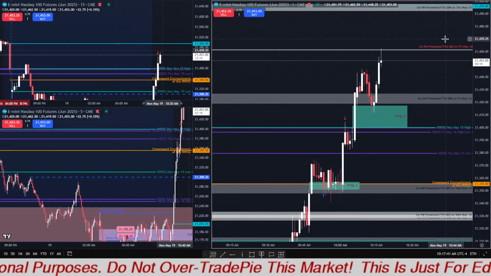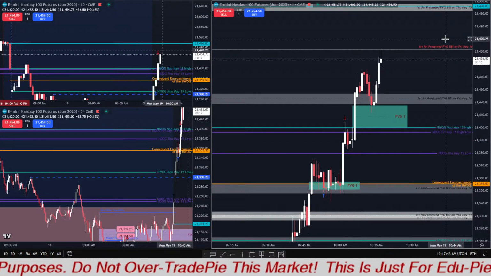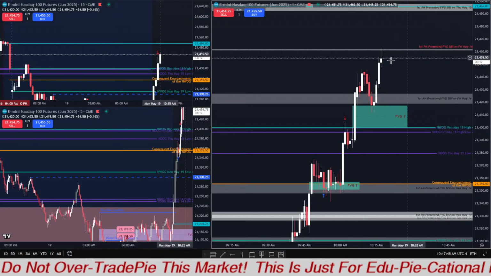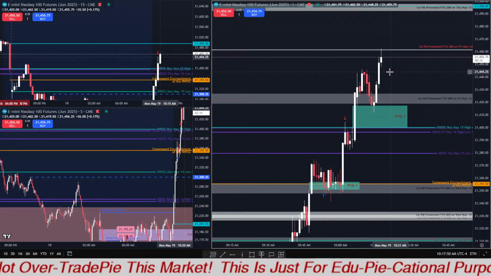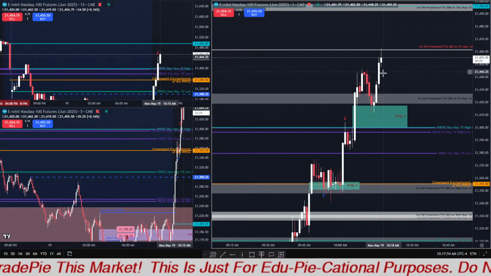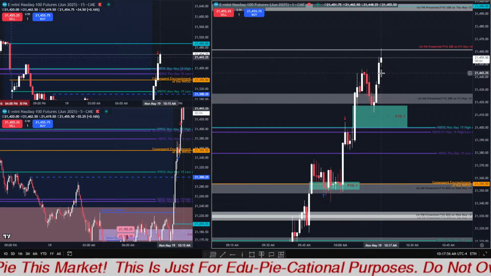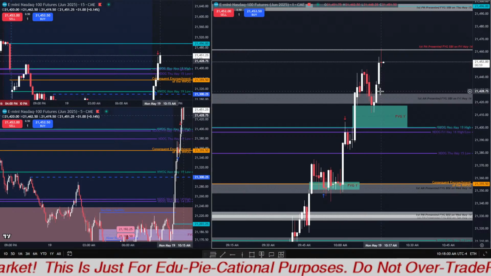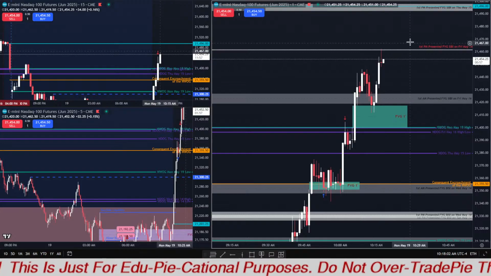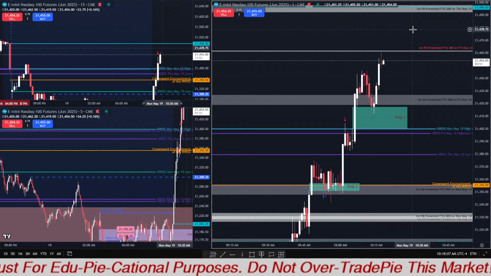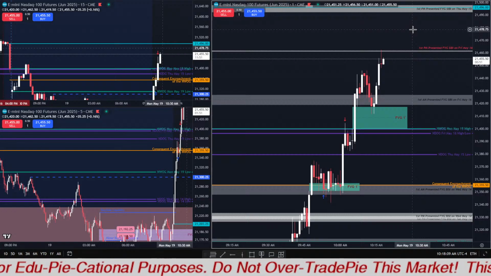After tapping into the first presented PM session fair value gap, we got a kind of rejection going lower, and I'm expecting to see this inefficiency tapped into, and preferably this inefficiency, for a run higher towards the open range gap high over here on the blue side.